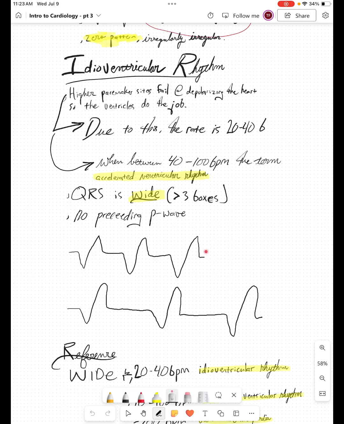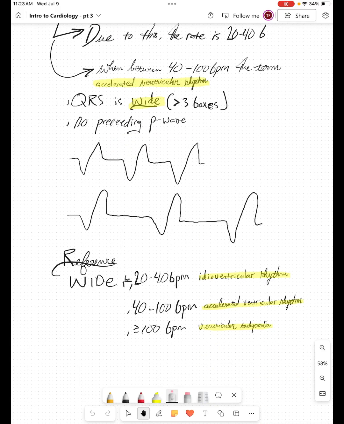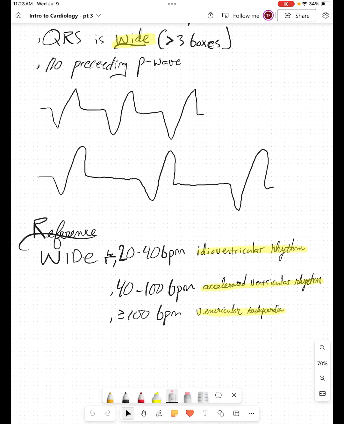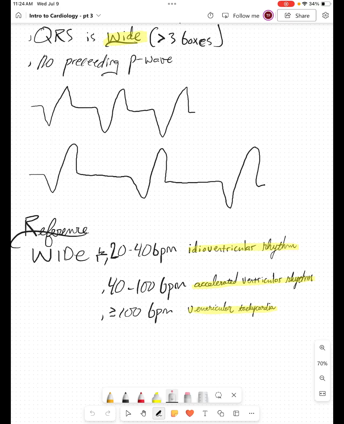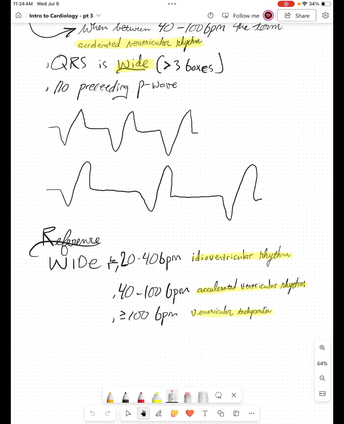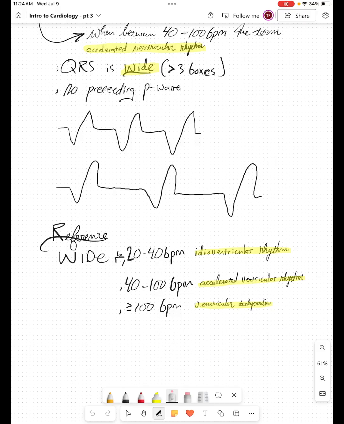Getting into the weeds of discerning what the different patterns are going to be called, each of these things are all ventricular rhythms. If the rate is 20 to 40, you can just call that idioventricular. If it's 40 to 100, that would technically be accelerated ventricular rhythm. And then greater than 100, VTach. All in all, though, we're kind of splitting hairs here. They're all ventricular in nature, which is the most important thing to acknowledge and recognize.